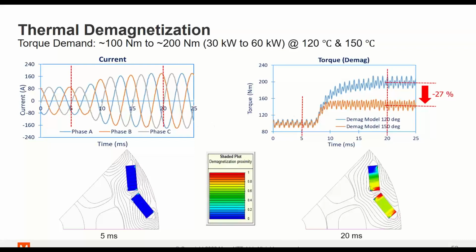So to conclude, we have to make sure that our traction motor operates within the expected range of power, and also maintain the temperature at 120 degrees Celsius.